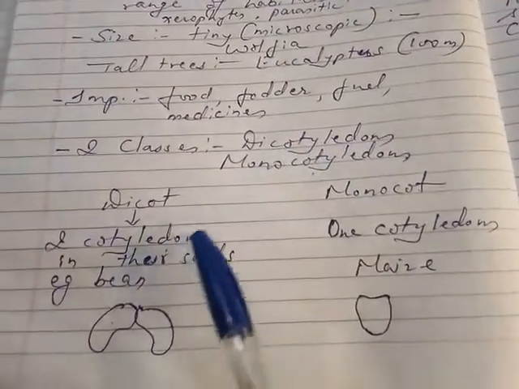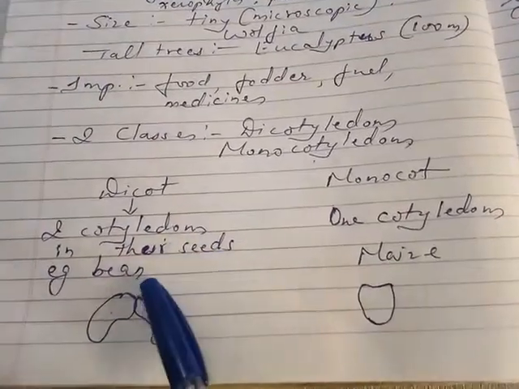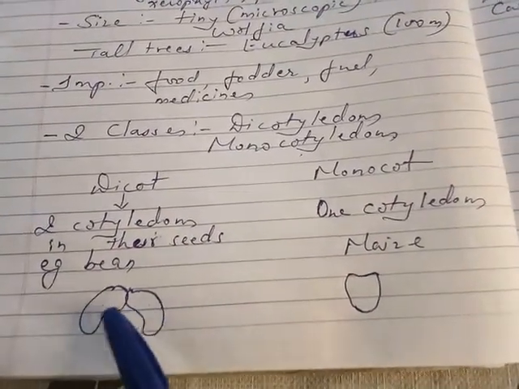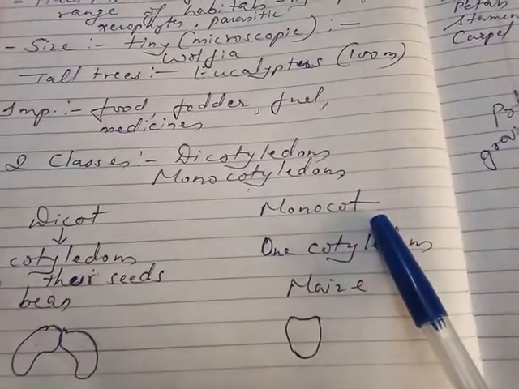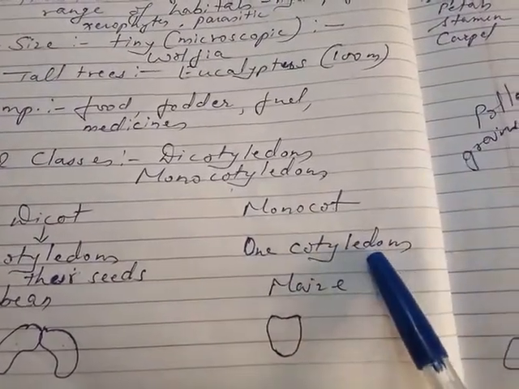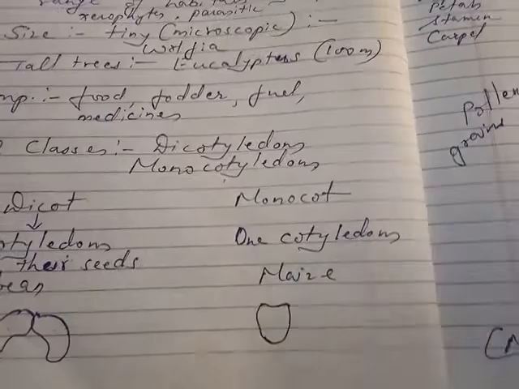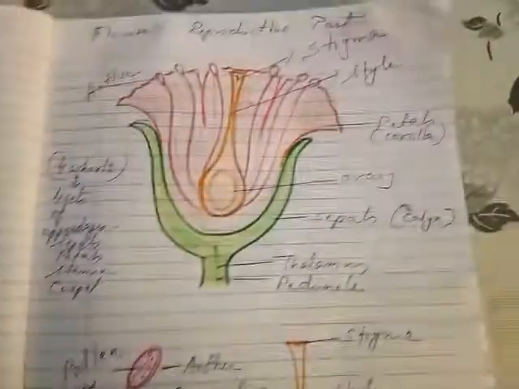Dicot means it has two cotyledons in its seeds. Example, beans, so two cotyledons are present. While in the case of monocot, only one cotyledon is present. Example, maize. Now its reproductive part.